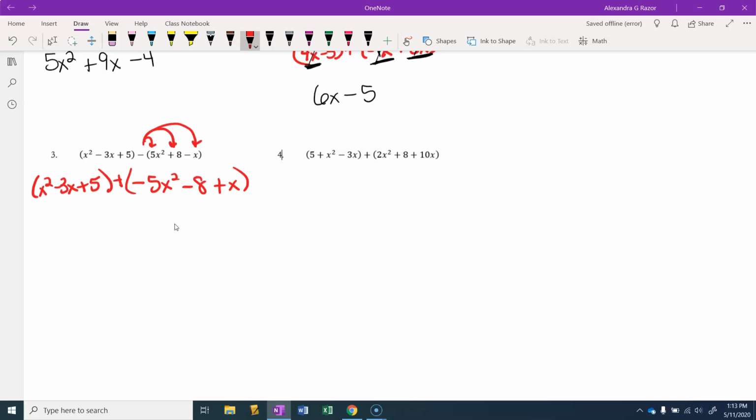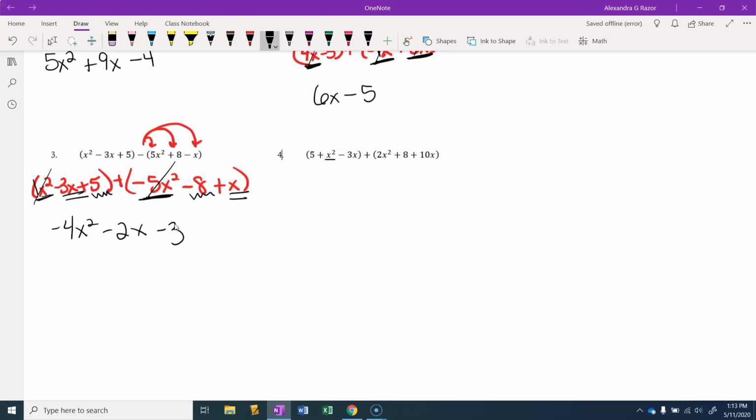And now it's a plus in between. And so x squared and negative 5x squared, remember this is a 1x squared, that gives me negative 4x squared. Negative 3x and a positive 6 is a negative 2x. And then 5 and negative 8 is a negative 3. That's it.